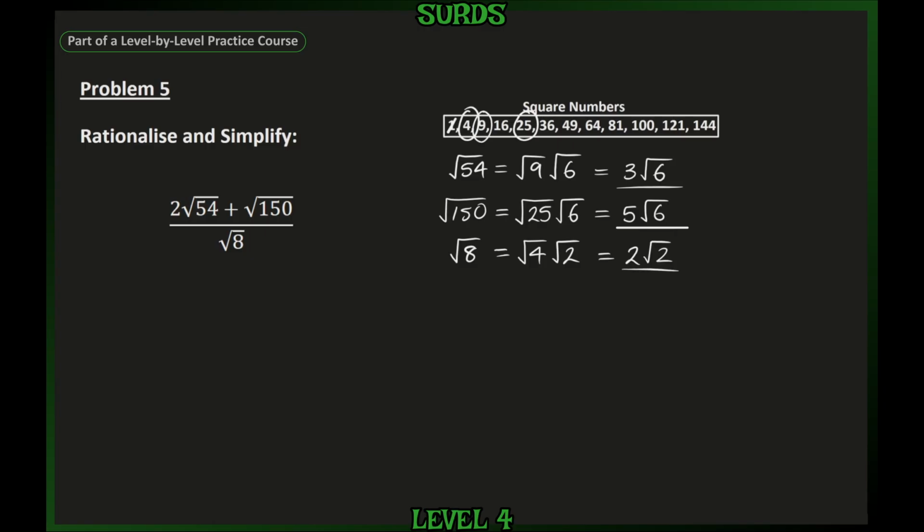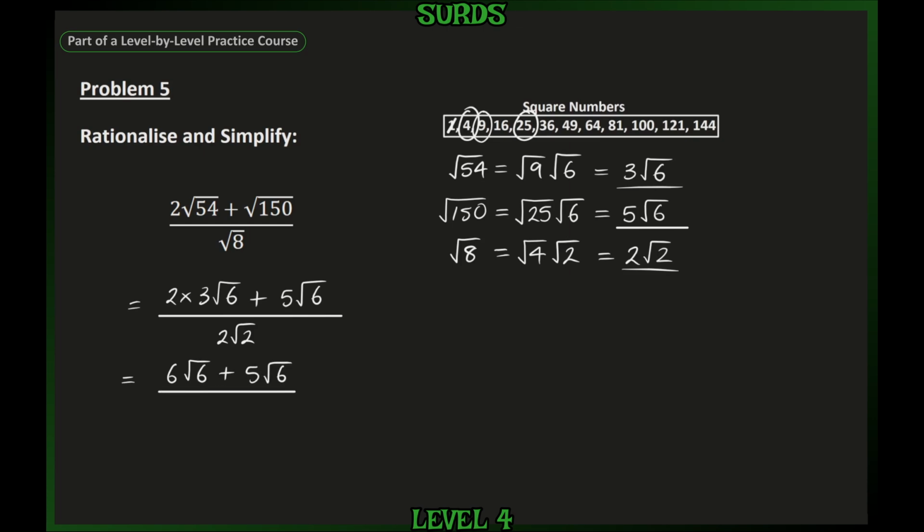So substituting these into the original fraction, 2 root 54 becomes 2 times 3 root 6, plus the square root of 150 becomes 5 root 6, and on our denominator, the square root of 8 becomes 2 root 2. Now we can simplify the numerator by multiplying 2 by 3 root 6, and this gives us 6 root 6. We still have a plus 5 root 6 and a 2 root 2 in the denominator.